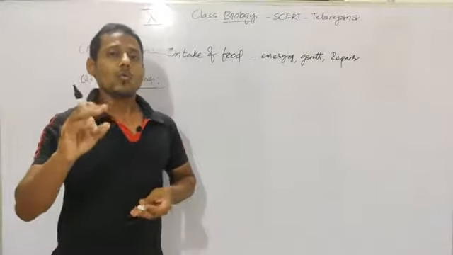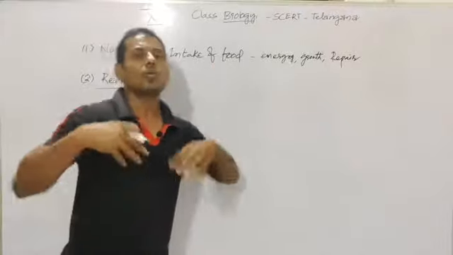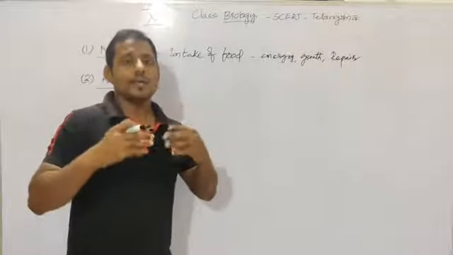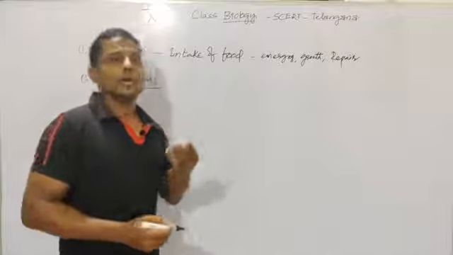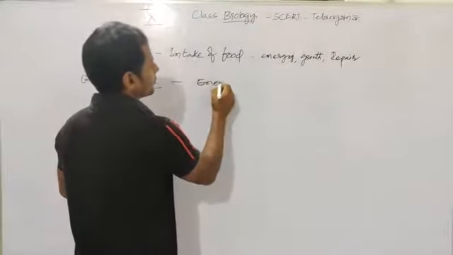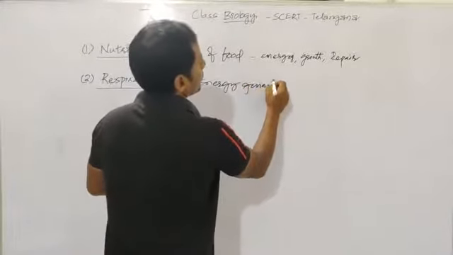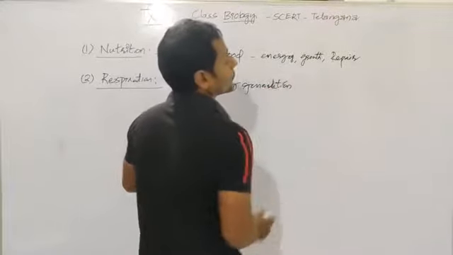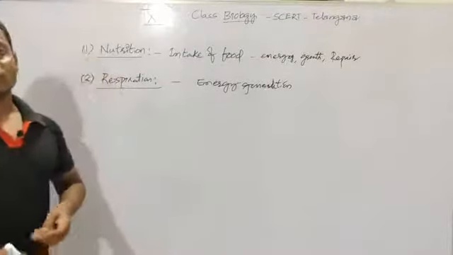It is not enough only to take food for energy generation in our body, isn't it? As soon as we take food, is energy generated? Not at all. Along with taking food, we should always respire, then only energy is going to be generated in our body. So respiration is the energy generation system. The energy generation portion is called the respiratory part in our body. So this is the second unit.